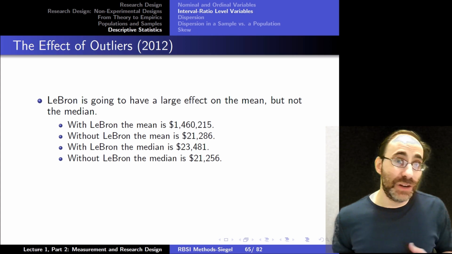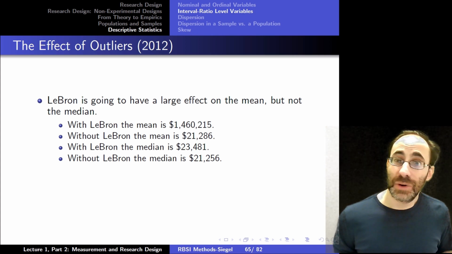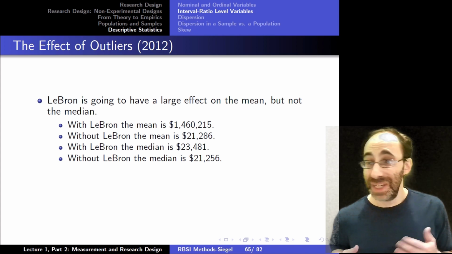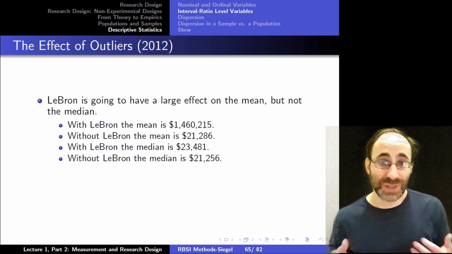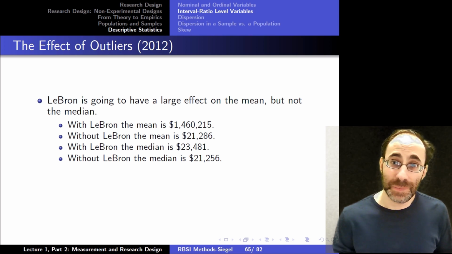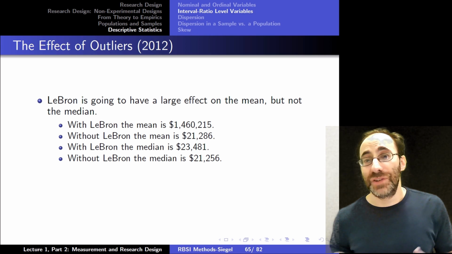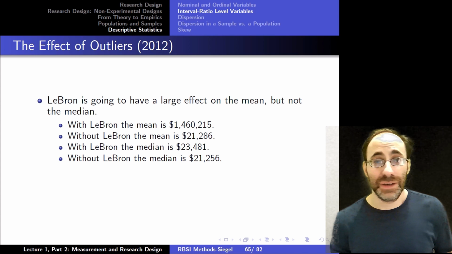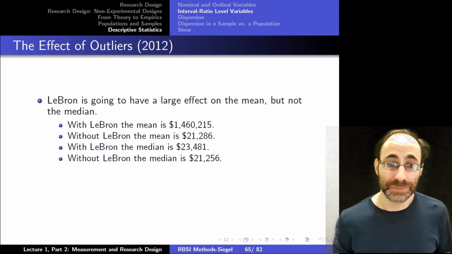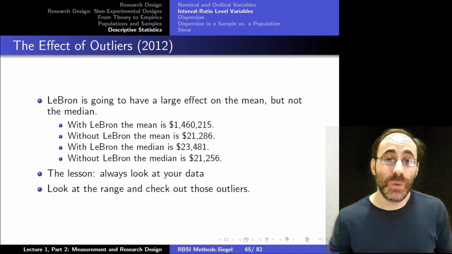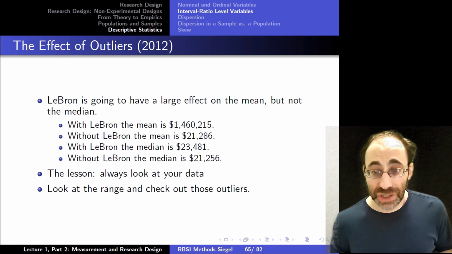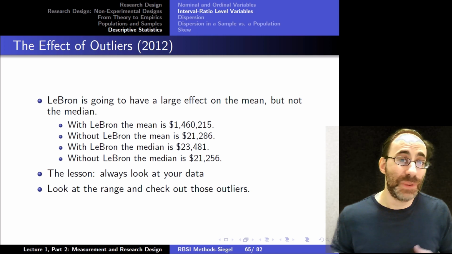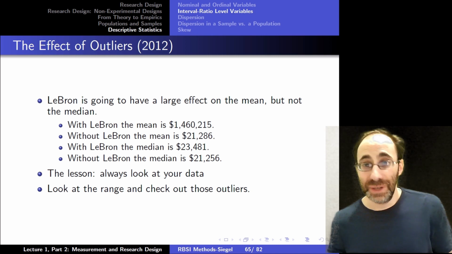Now, the median doesn't respond nearly so strongly. With LeBron, the median is 23,000. Without LeBron, the median is 21,000. So sometimes the median can be really useful for assessing the central tendency of a group, of a sample, of a variable, when you have strong outliers in that sample that might skew the mean too much in one direction or the other. So the lesson really is always look at your data. Look at the range and check out the outliers up front, and that'll help you figure out if you want to use something like the mean or switch to something like the median.